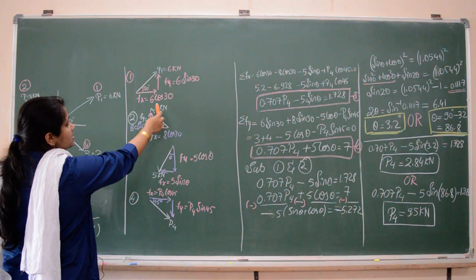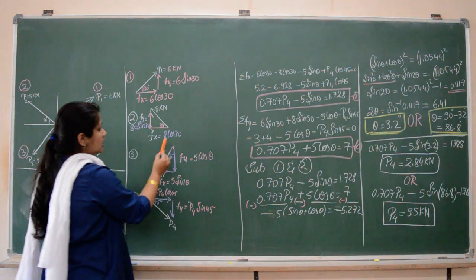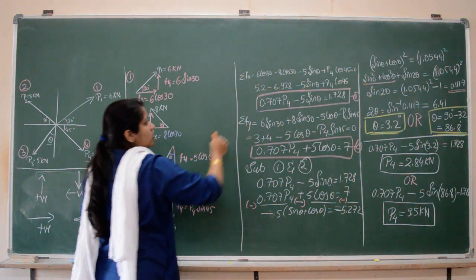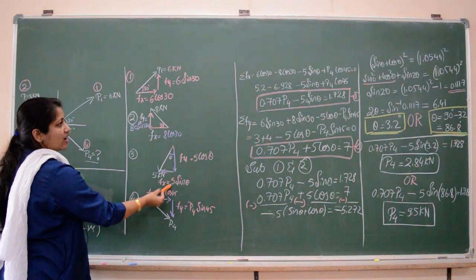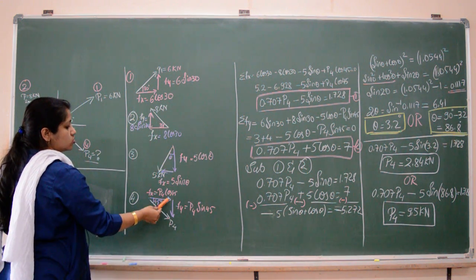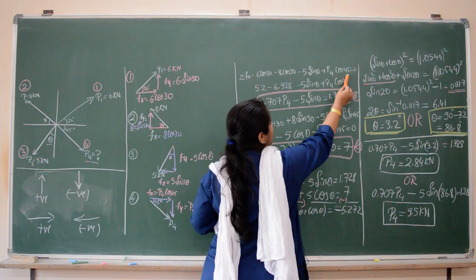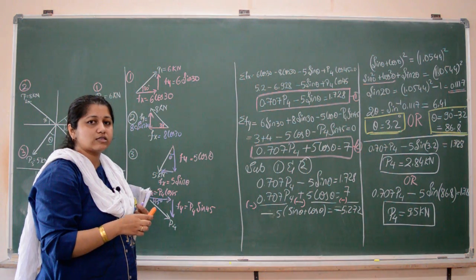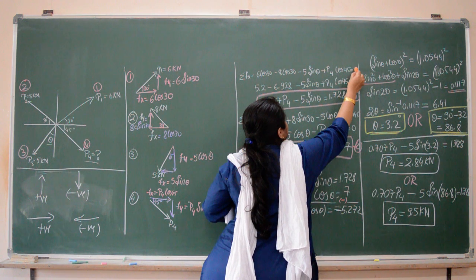Already I have taken down, see students, one by one. Fx, it is moving to your right hand side, so plus 6 cos 30. I have written the same here, plus 6 cos 30. Next, it's moving to your left hand side, so minus 8 cos 30. Again this is moving to your left hand side, so minus 5 sin theta, and this moves to your right hand side, so it is going to be plus P4 cos 45. Now when I say resultant is 0, summation of Fx and summation of Fy I am going to consider to be 0, therefore I am going to equate this equation to 0.